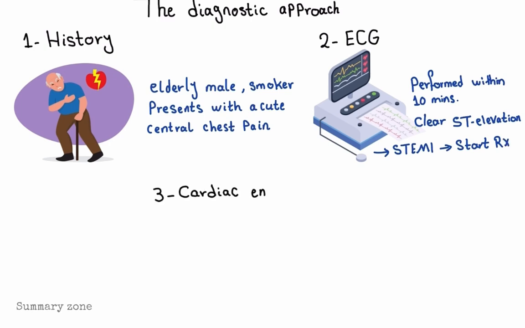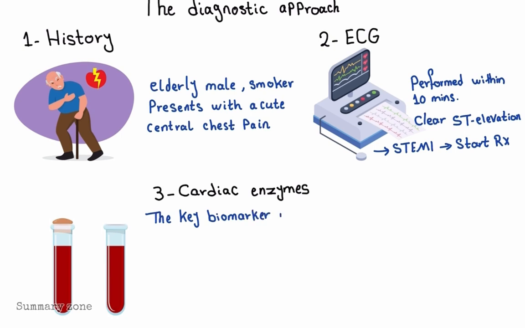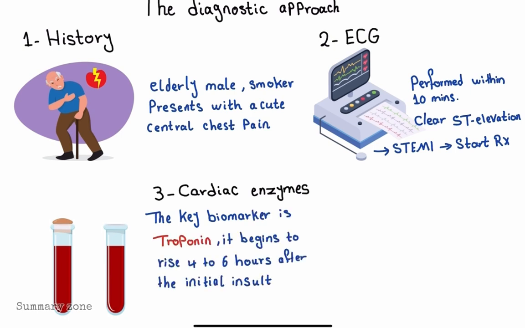3. Cardiac enzymes. The key biomarker is troponin. It begins to rise 4 to 6 hours after the initial insult and can remain elevated for up to 10 days. Decoding the ECG in ACS.